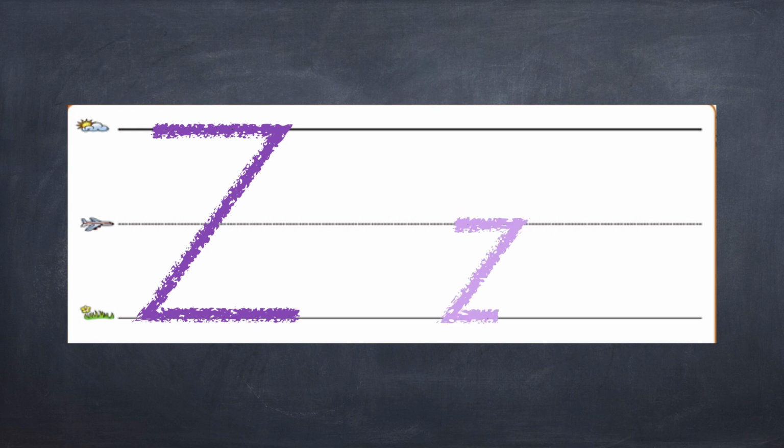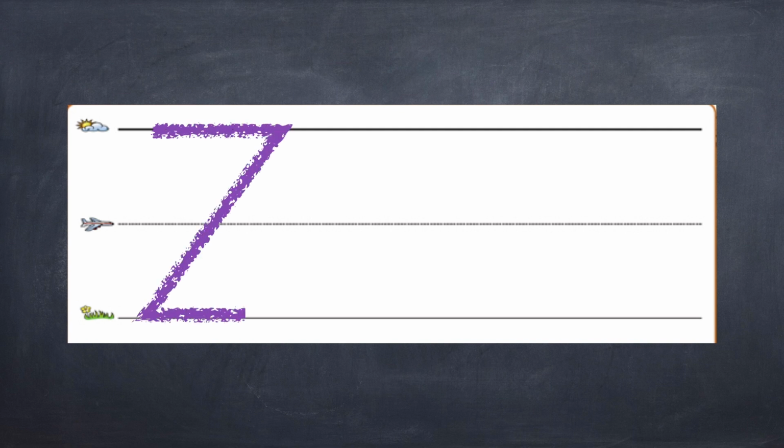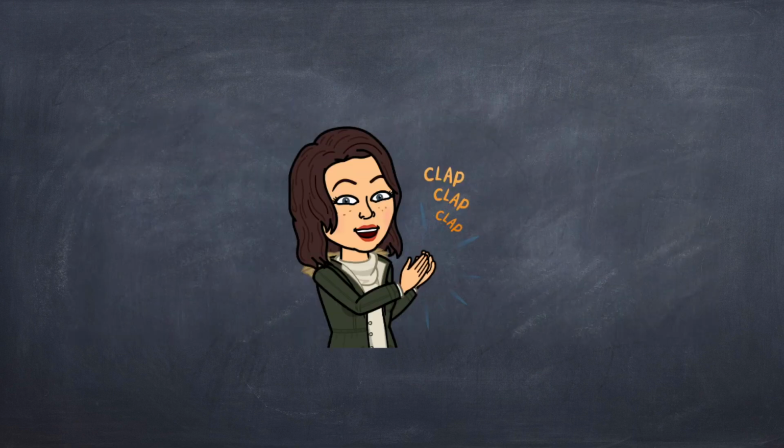Across, down, across. We'll look at that one more time, the uppercase and the lowercase. So for the uppercase Z, we'll start up at the skyline and go across, diagonal down, and across. Nice job. And now we'll do our lowercase z again. Remember, we're starting at that airplane line. So we go across, down, and across. Nice job, my friends. Give yourselves a round of applause.